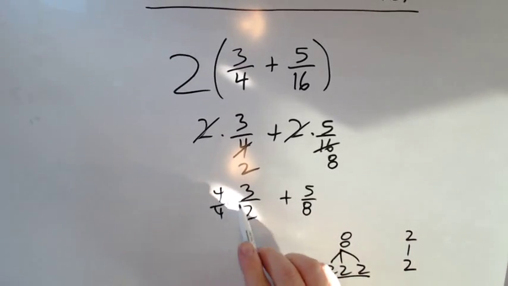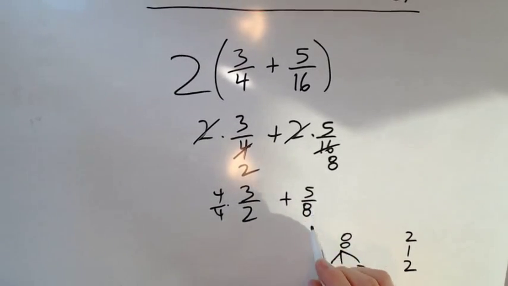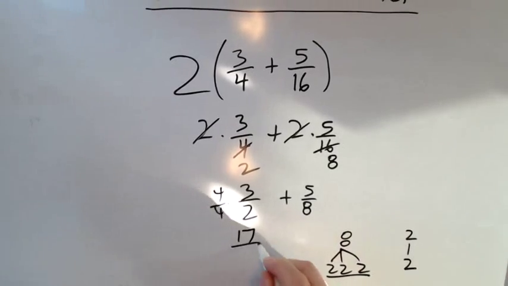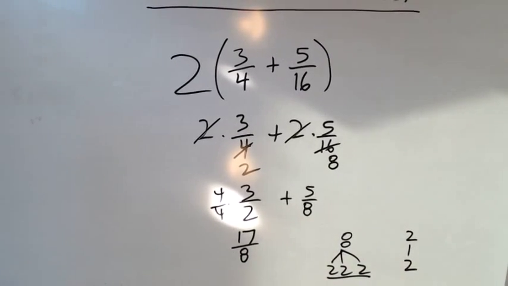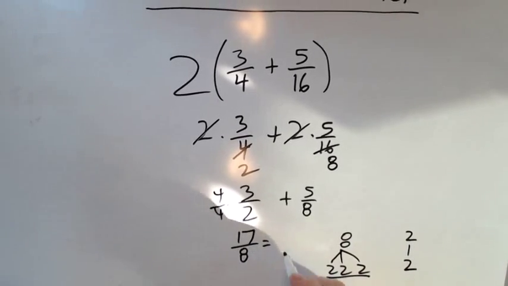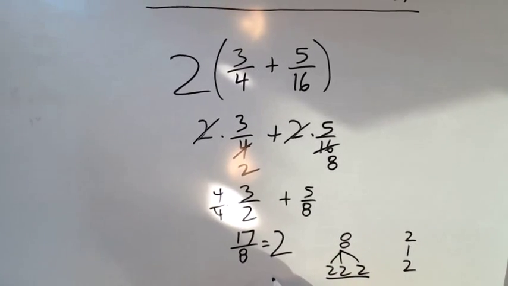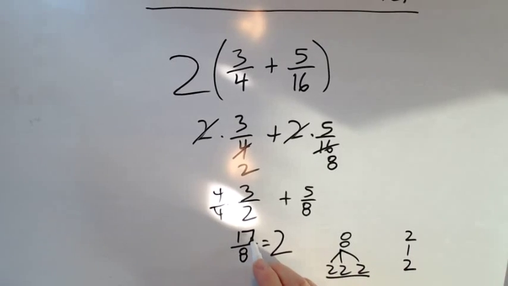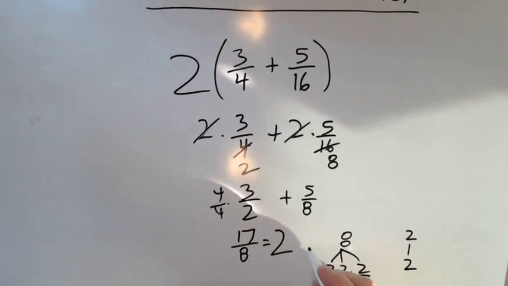So I get 12, which is 4 times 3, plus 5. 12 plus 5 is 17 over 8. Can you see that? Yes. And then if I reduce this, 8 goes into 17 2 times, so it's a whole number of 2, and that's 16. So there's 1 left over, so 1/8.